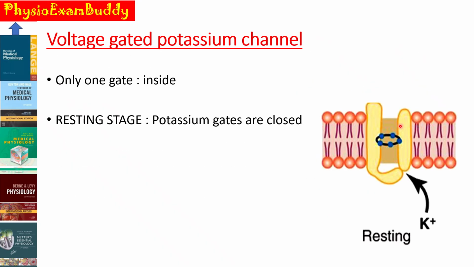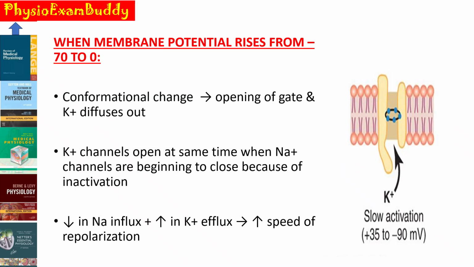Next is about the voltage gated potassium channel. Again, this is the lipid bilayer of the cell membrane, and this is the potassium channel. But you can see here that in case of voltage gated potassium channel, there is no outer gate. There is only one gate which is present on the inside.